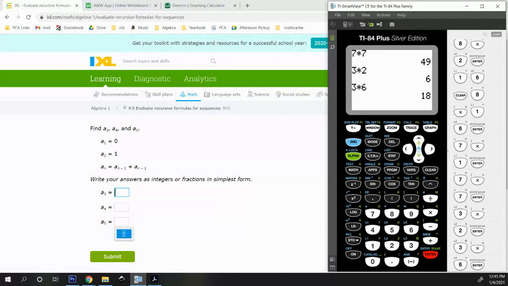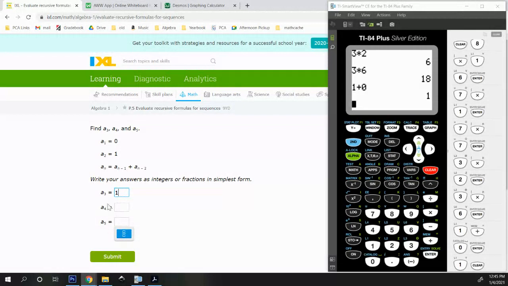So if I want to find 3, I take the term before it, which is 1, plus, and then I need to go back 2 terms. So if I'm at 3, back 2 terms puts me at the first one, which is 0. So 1 plus 0 gives me 1.